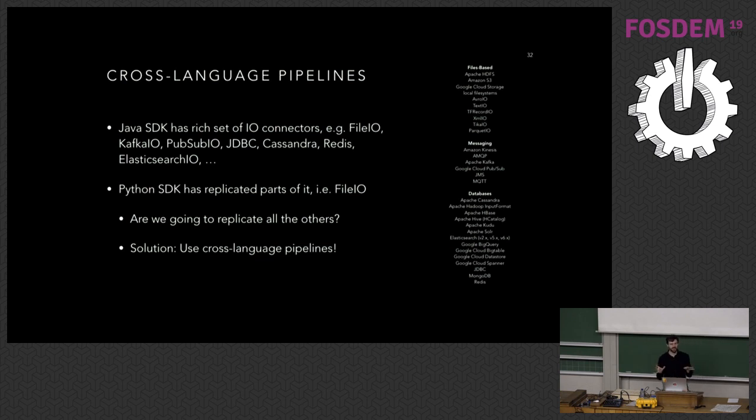And the language support, for example, when you want to create a Kafka connector in Python, the language support is not so good. In Java, it's really good. So ideally, we would just use the Java connector in Python and not recreate it in Python. And it turns out we can actually do that, and that's a pretty amazing solution. We can simply use that process which I described to run cross-language pipelines.